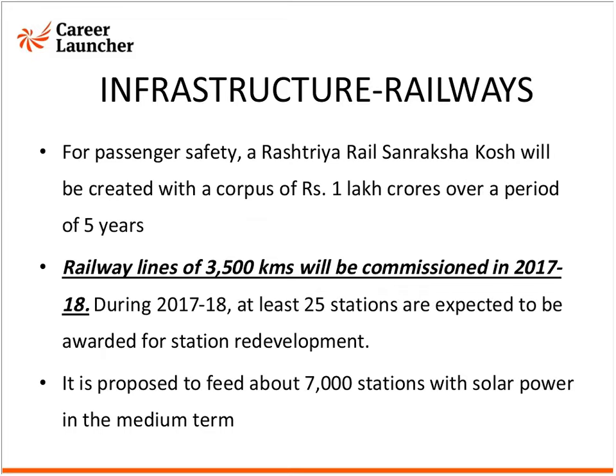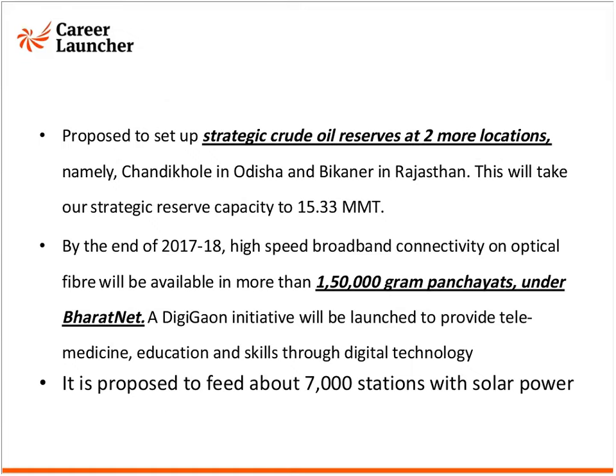You're going to commission around 3,500 kilometers of railway lines in 17-18, and you're expecting at least 25 stations to be redeveloped in this year. And you're saying that 7,000 stations with solar power in the medium term. In the medium term is what they've proposed for infrastructure in railway. These are the important announcements for railways.